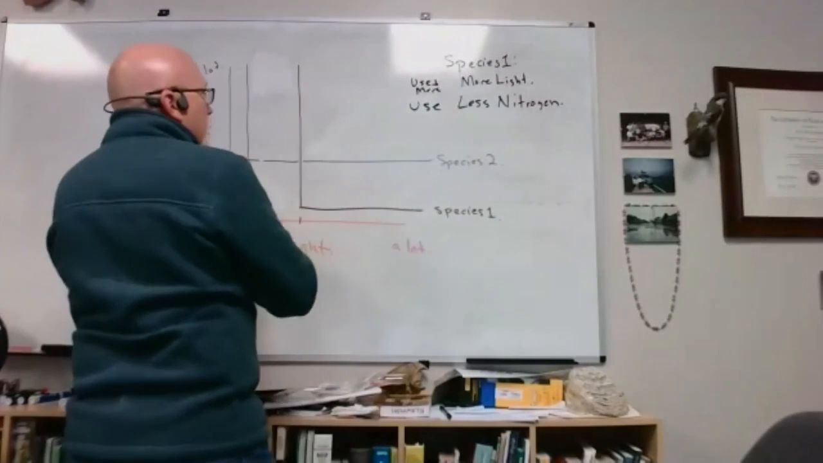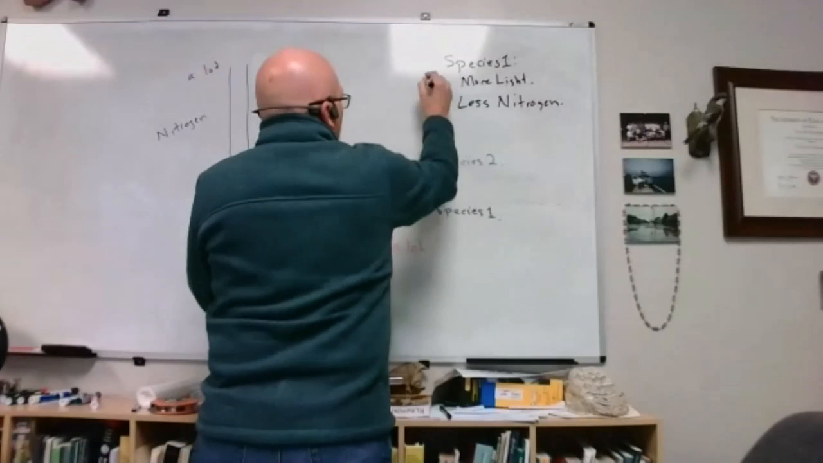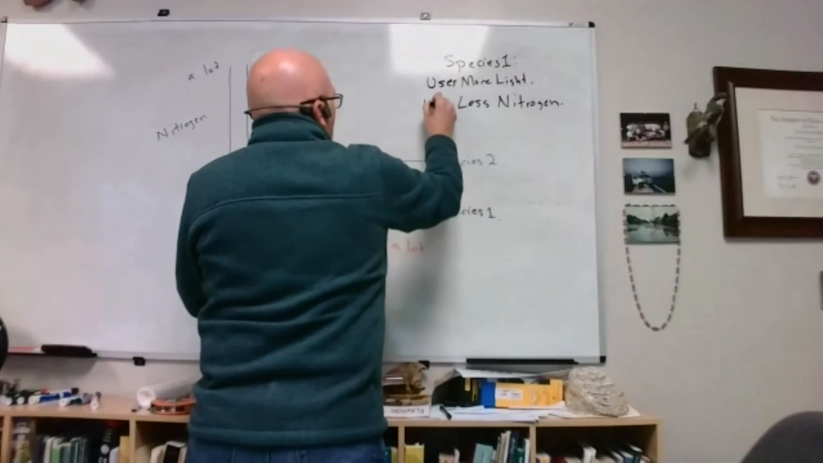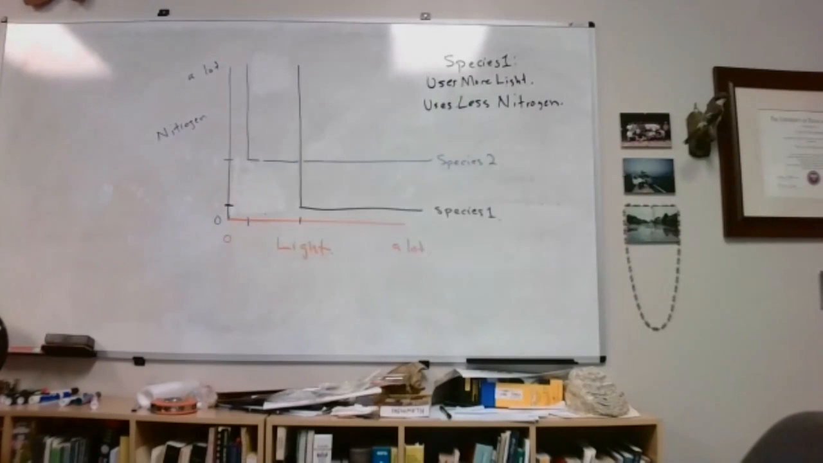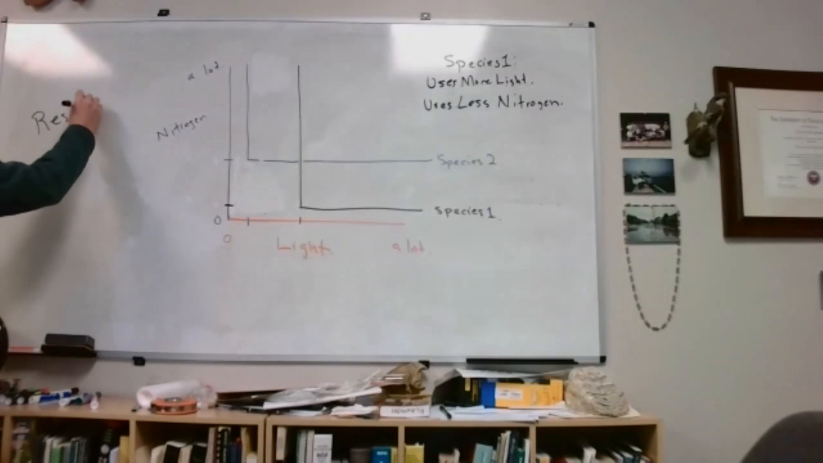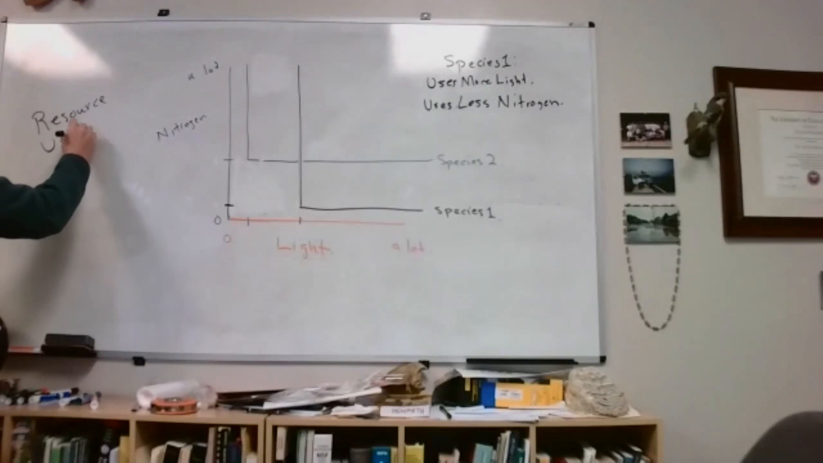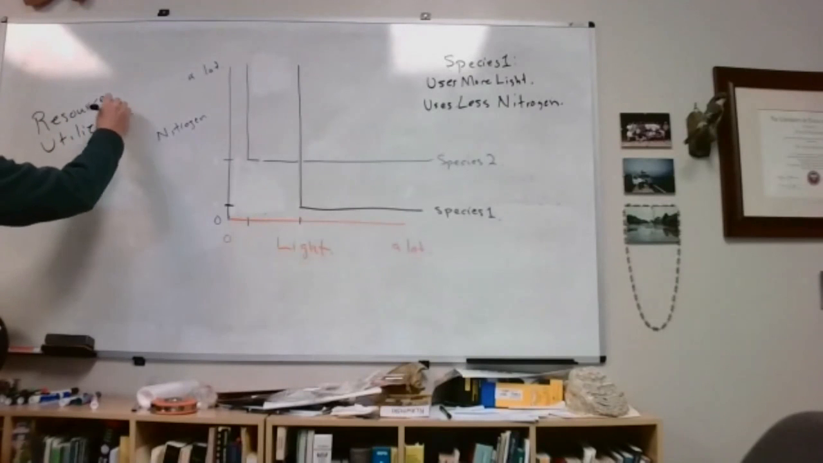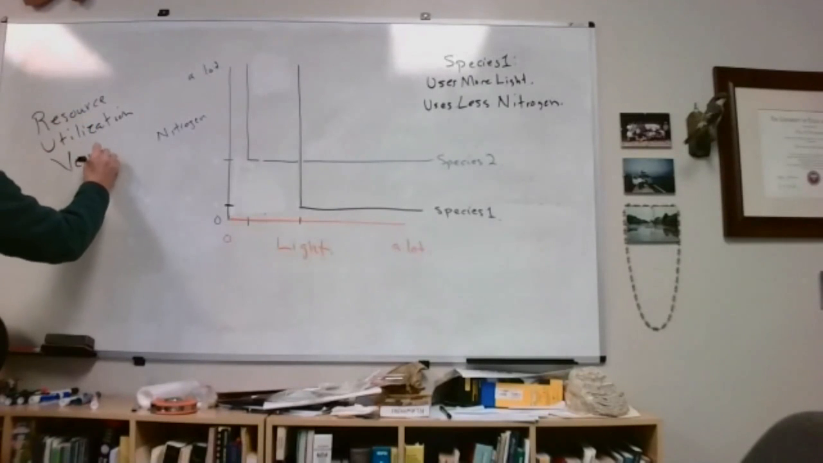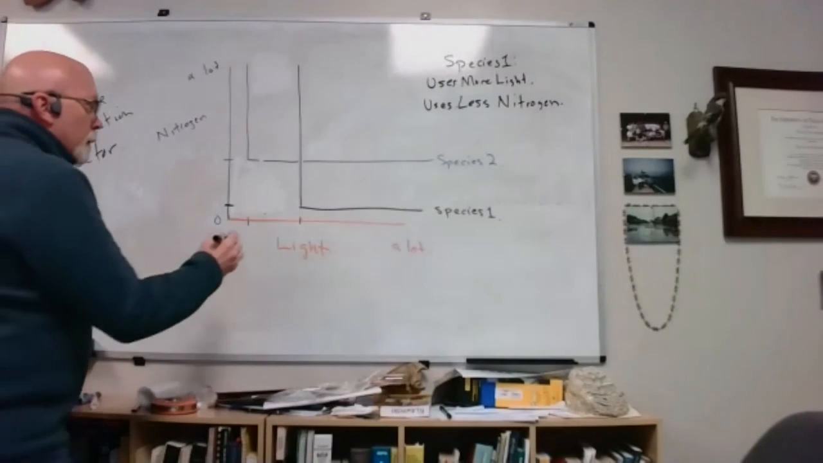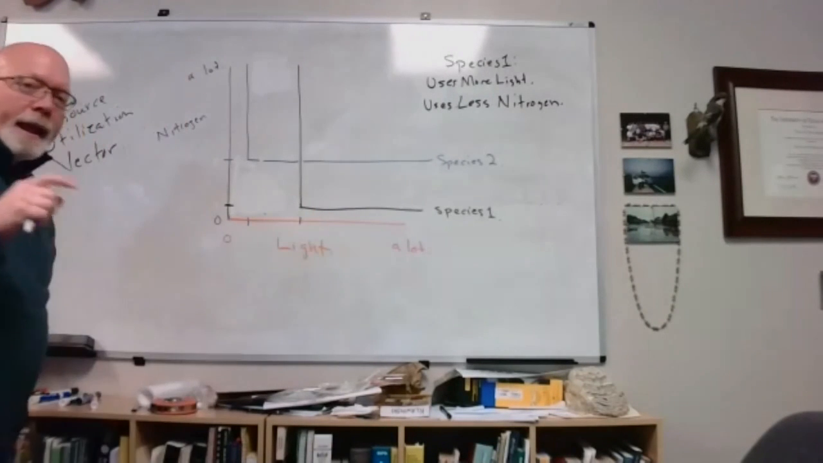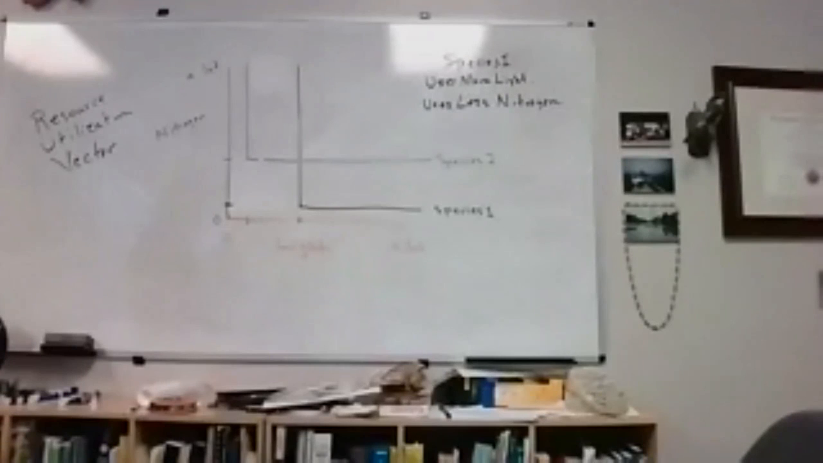Actually, I can make this cleaner. We'll just put "uses" out in front of these. And so we can imagine what we call a resource utilization vector. So what this is, is just a line that represents how fast a species is going to use the two resources that are being plotted here.